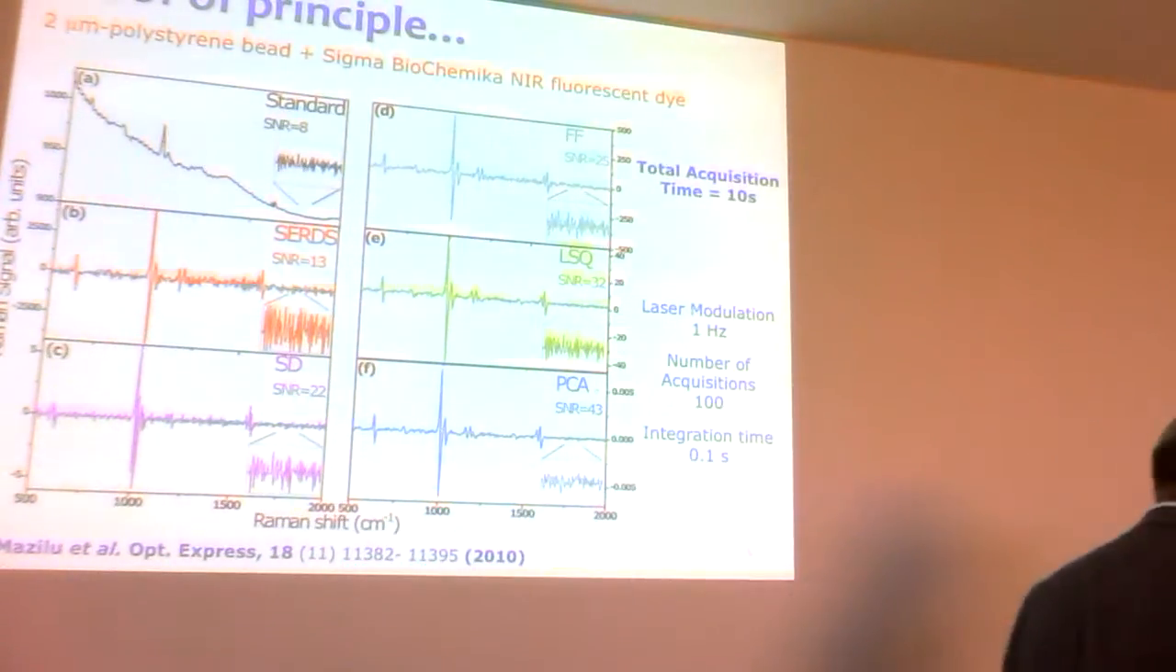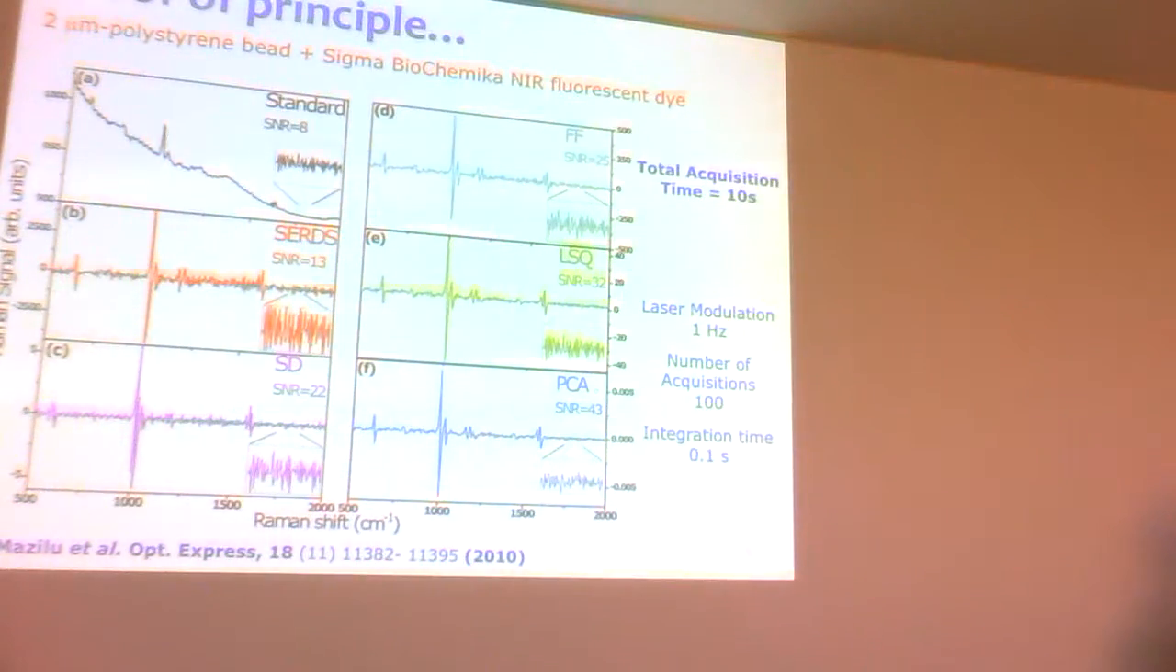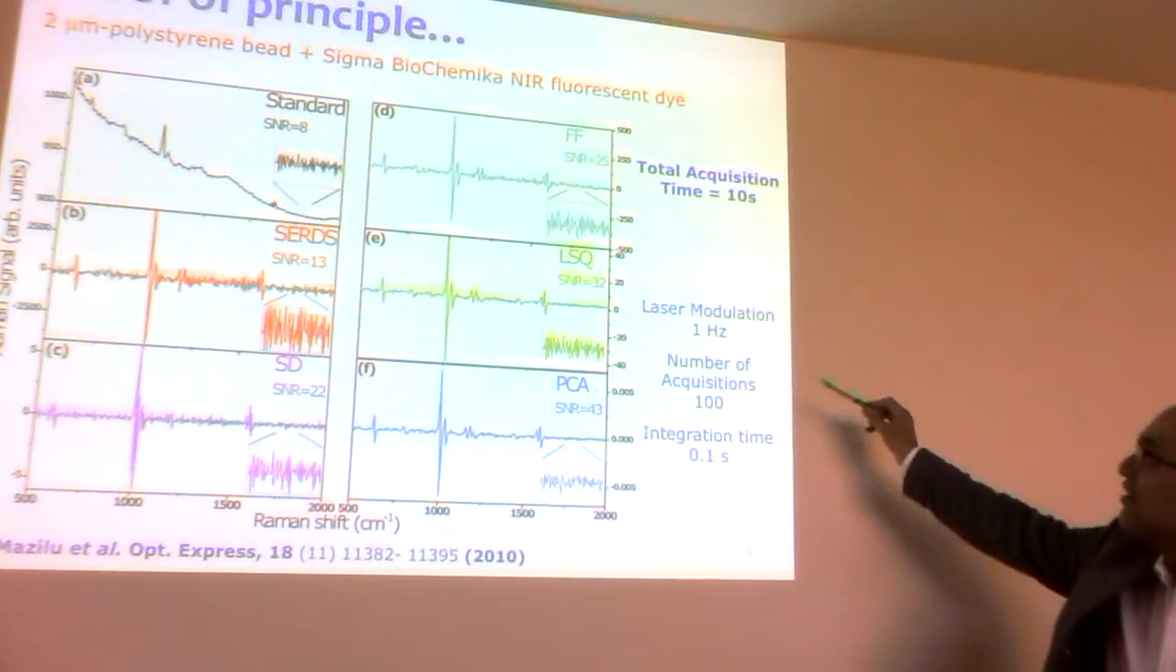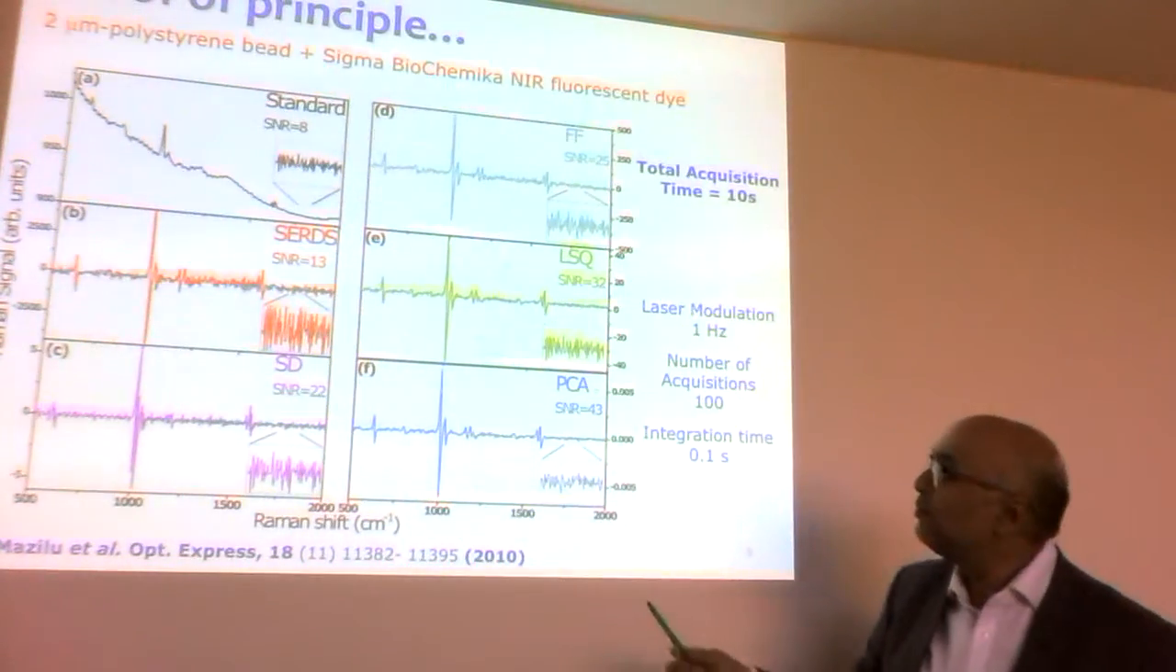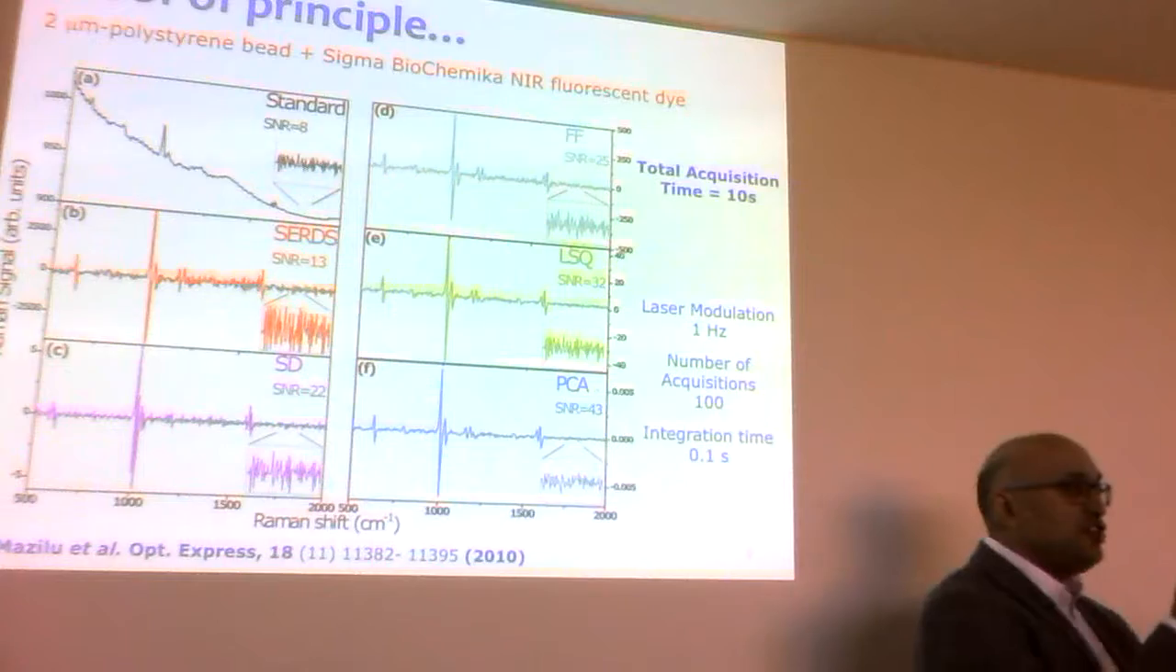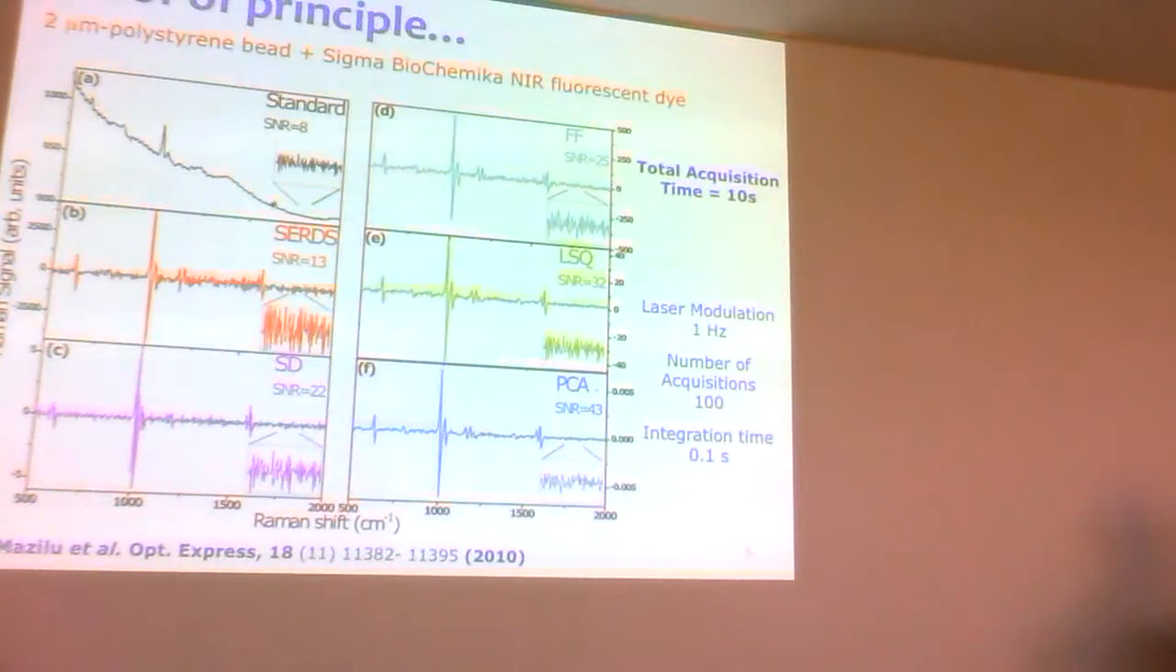If you do a comparison of this idea with standard Raman, this is a polystyrene bead, for example. That's SIRS. SIRS is just using two wavelengths. I say, here's wavelength one, here's wavelength two. Wavelength one, wavelength two. You can go home and do this with just two laser wavelengths. It actually makes a huge difference.